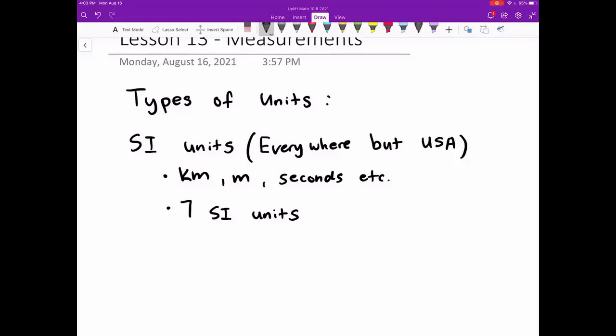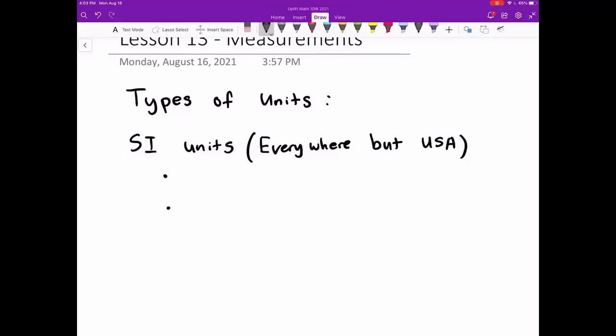Okay, so there are 7 SI units. The first one is... wait, am I cutting out? No, you're totally fine. Okay, so there are 7 SI units.